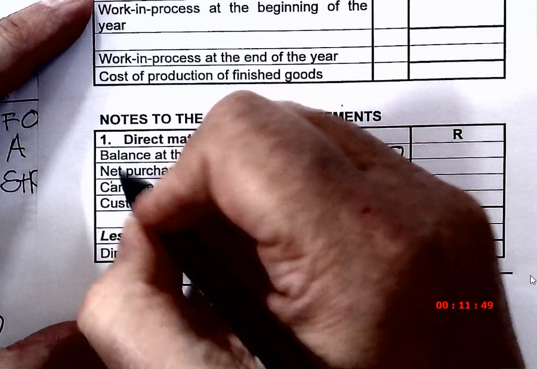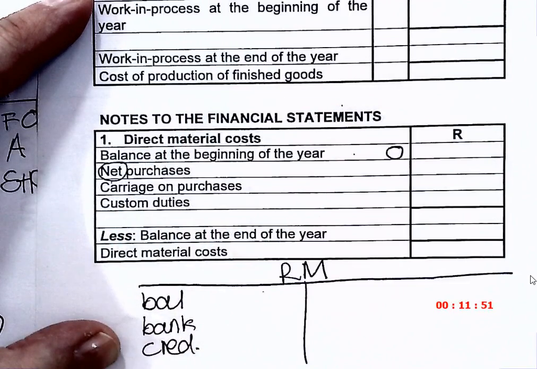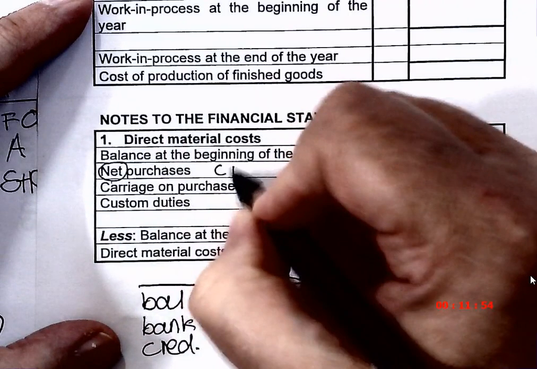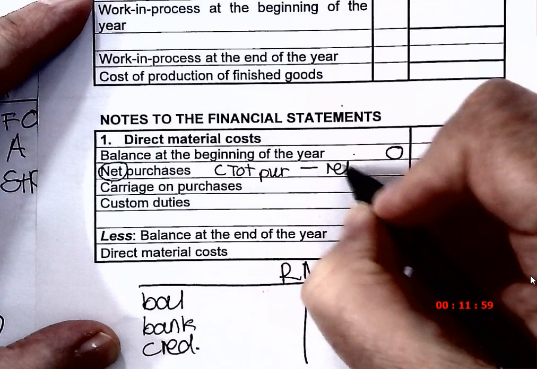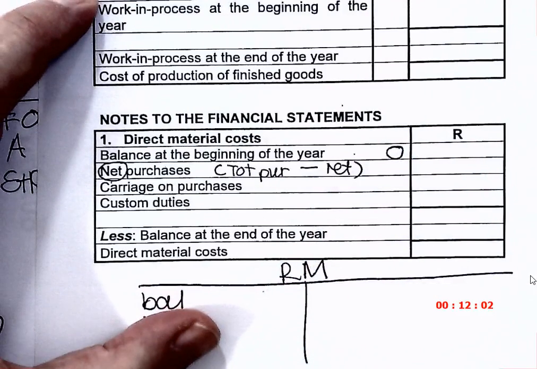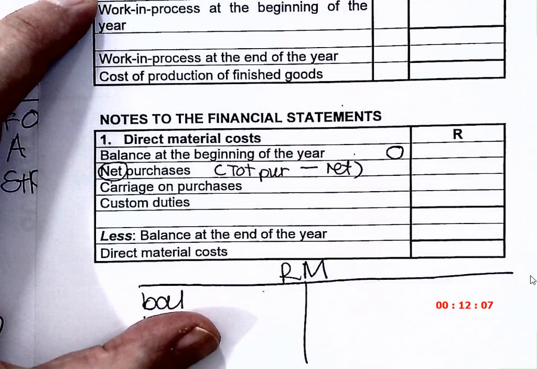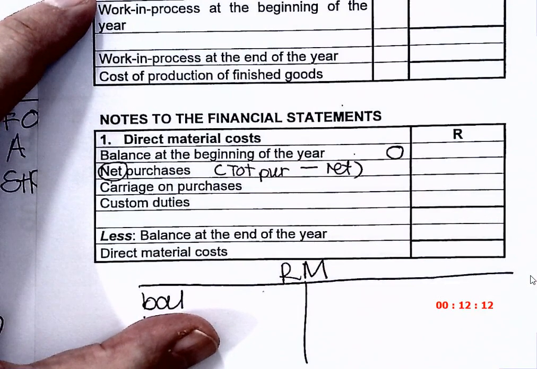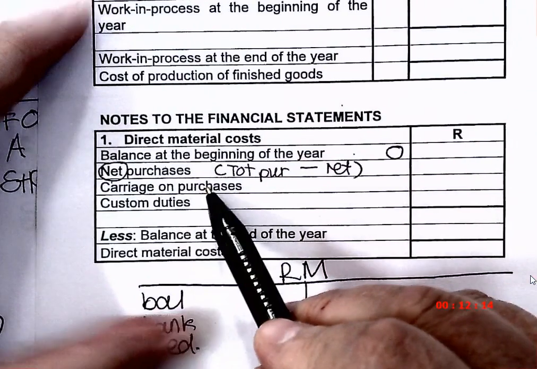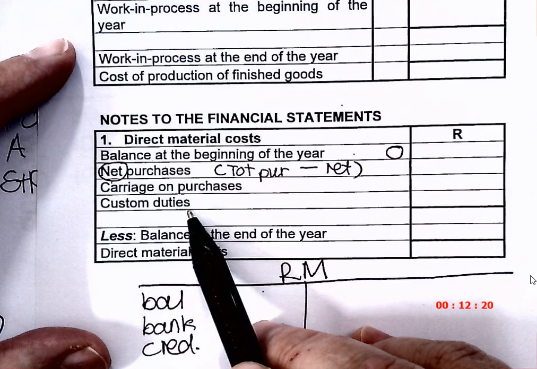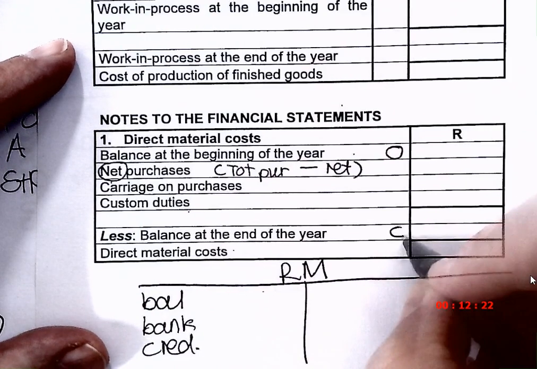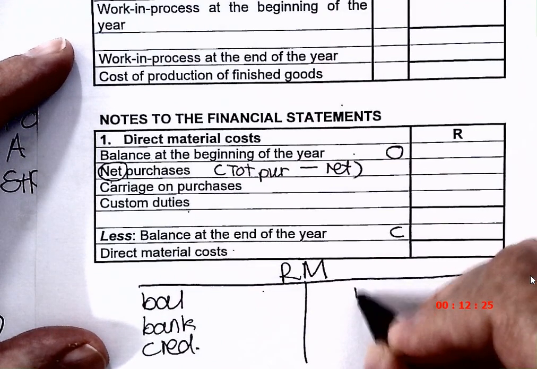So the moment the word net is there, it means I minused something. So it would be my total purchases less what? Returns. Less returns. And is it returns from debtors or returns that we return to creditors? It's to creditors. This returns here is to creditors. It's not from debtors. Okay. Carriage on purchases, customs. Can you see periodic system here? Less the closing balance. So this side would be the returns.